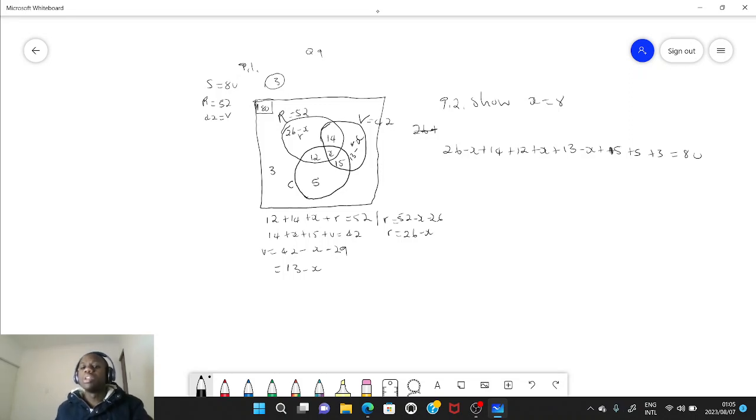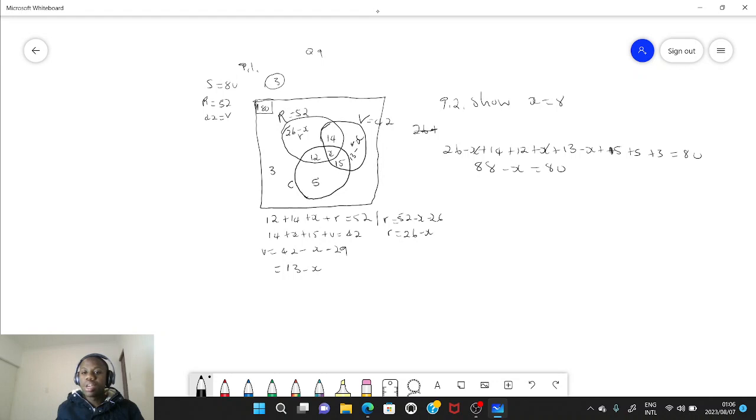So the first thing that we deal with are the like terms. So what is 26 plus 14 plus 12 plus 13 plus 15 plus 5 plus 3? That's 88. So we'll have 88. And I want you to know that we have negative x plus positive x. We know that the x's cancel. I'll only be left with 88 minus x being equivalent to 8, right?